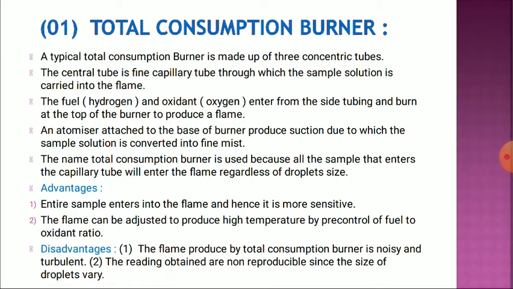The second one, the readings obtained are non-reproducible since the size of droplets varies. That means whatever emission intensity we get, that will be our reading. Those readings will not be reproducible, because when the droplets come to the top of this burner, they will not be the same size, they will be very different droplets. That's why the readings are often non-reproducible. This is the second disadvantage of the total consumption burner.